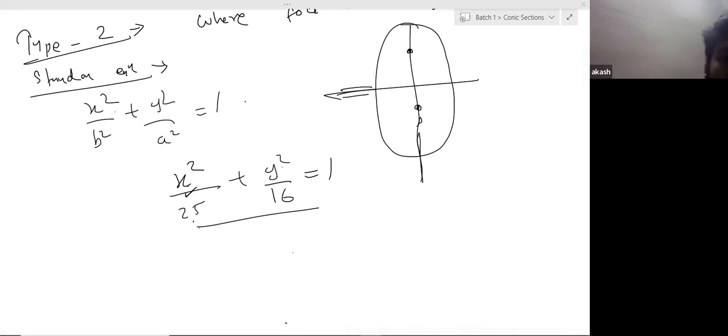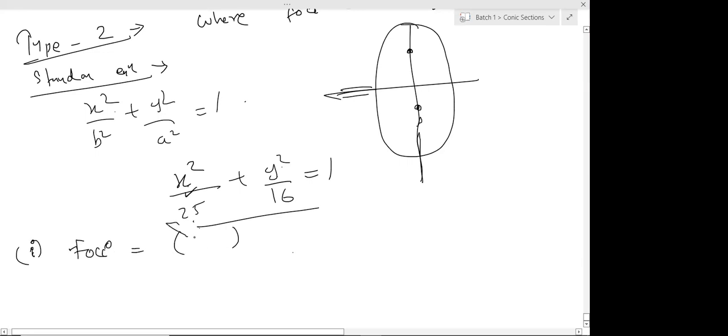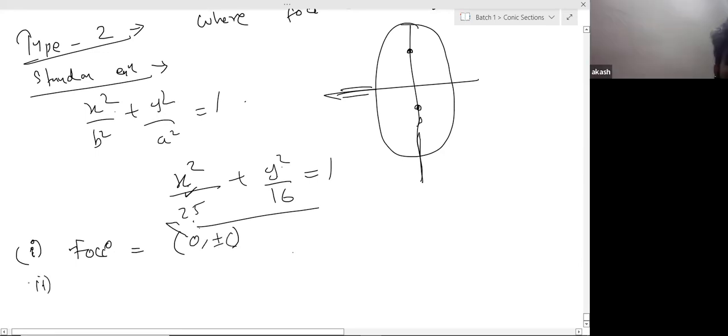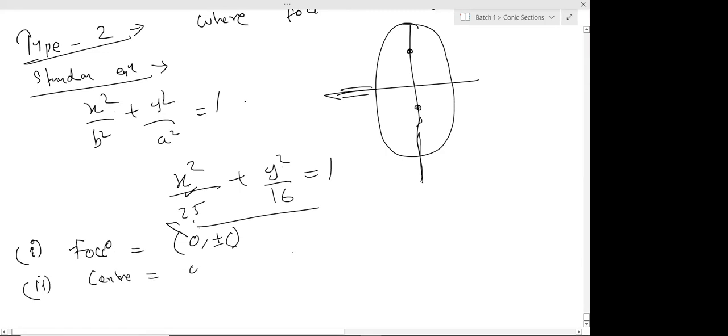All right. So the standard equation looks like this. Here the coordinates of foci, Shabya, what will be the answer? 0 comma plus or minus c. Absolutely right. And center will be 0 comma 0.